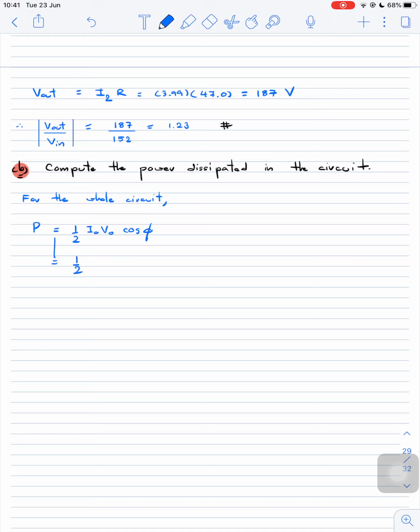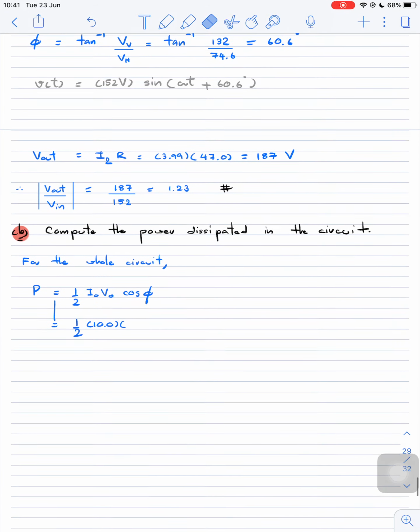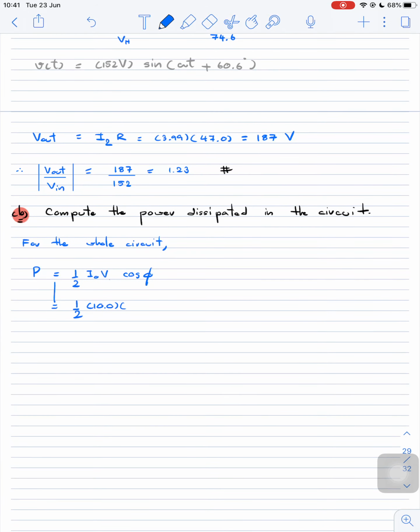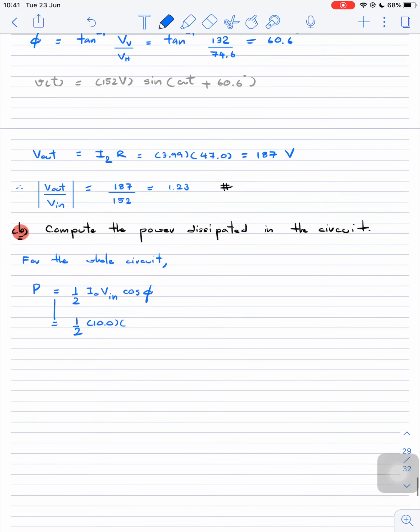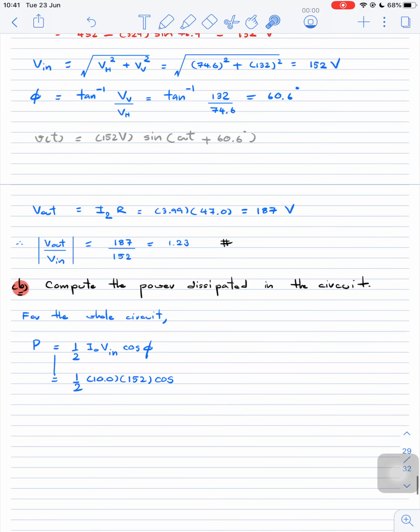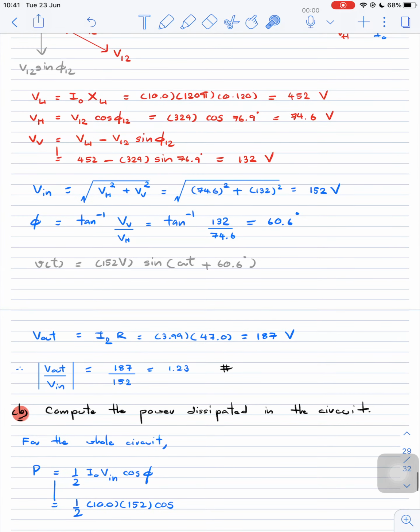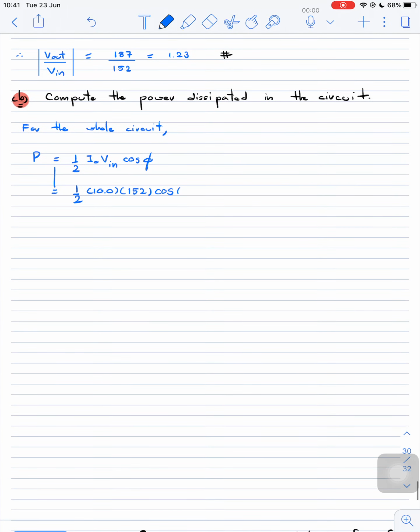The I naught is just 10.0, and the V naught, we just call it V in, sorry. It's just V in. The V in is 152, times the cosine of phi, 60.6 degrees. So the answer is going to be equal to 373 watts. That's going to be the answer.